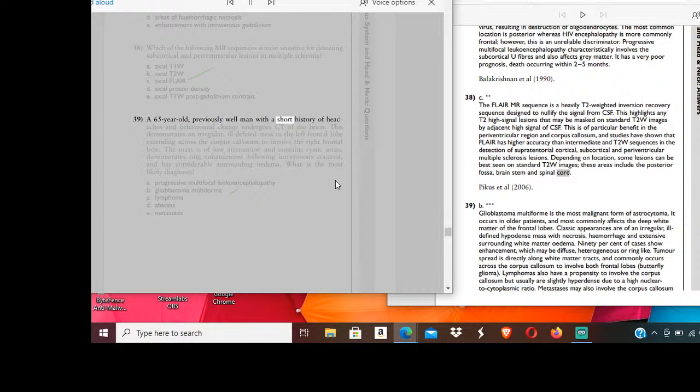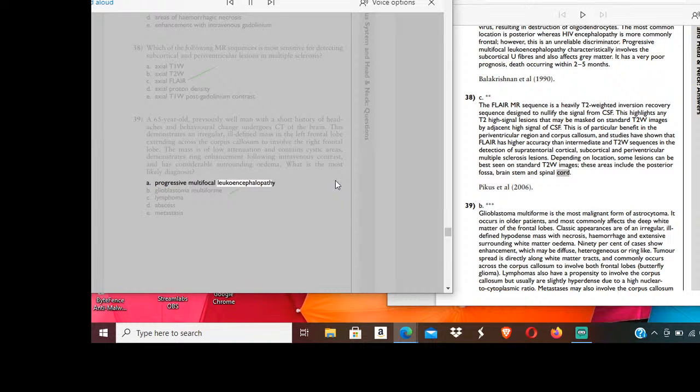A sixty-five-year-old previously well man with a short history of headaches and behavioral change undergoes CT of the brain. This demonstrates an irregular, ill-defined mass in the left frontal lobe extending across the corpus callosum to involve the right frontal lobe. The mass is of low attenuation and contains cystic areas, demonstrates ring enhancement following intravenous contrast, and has considerable surrounding edema. What is the most likely diagnosis?